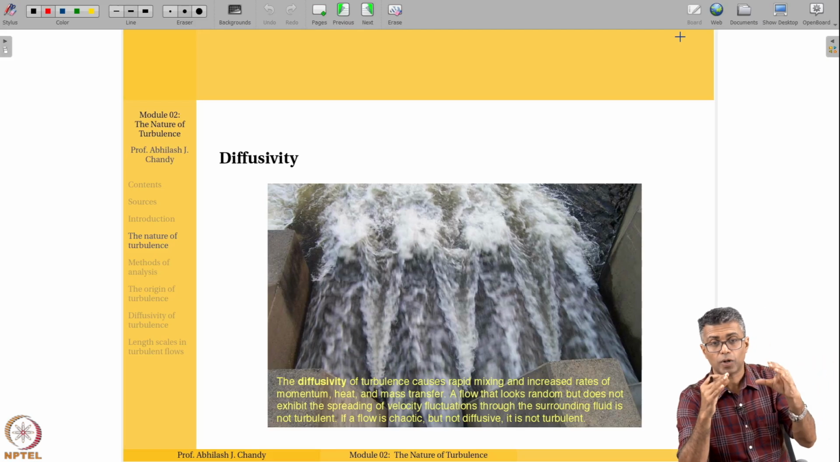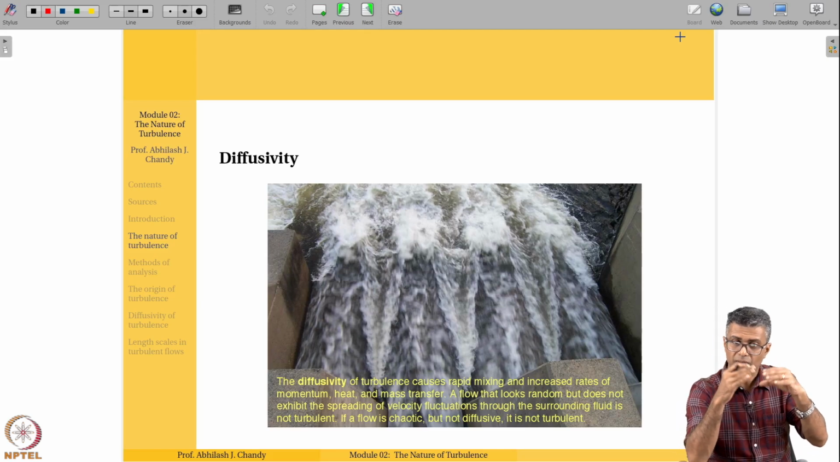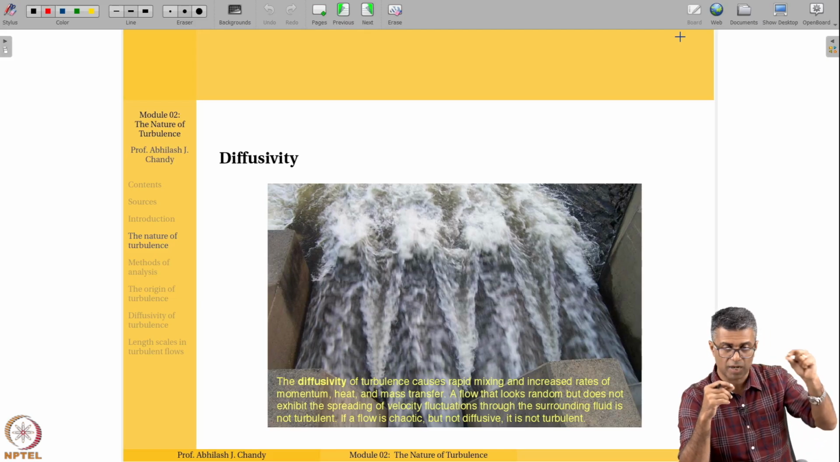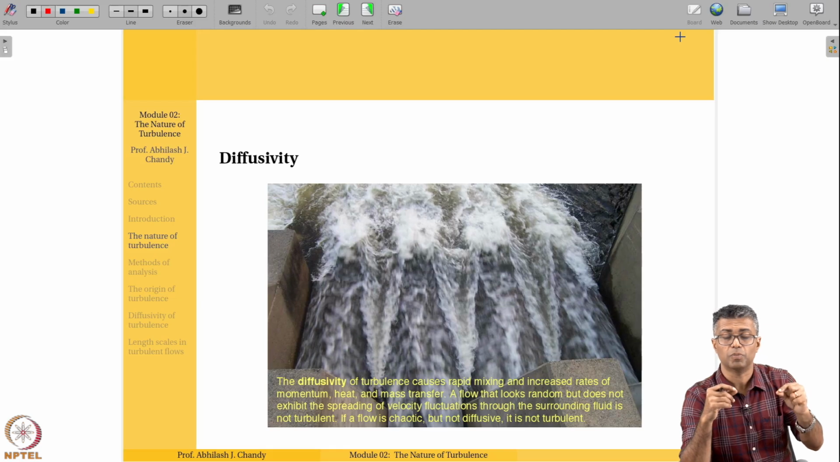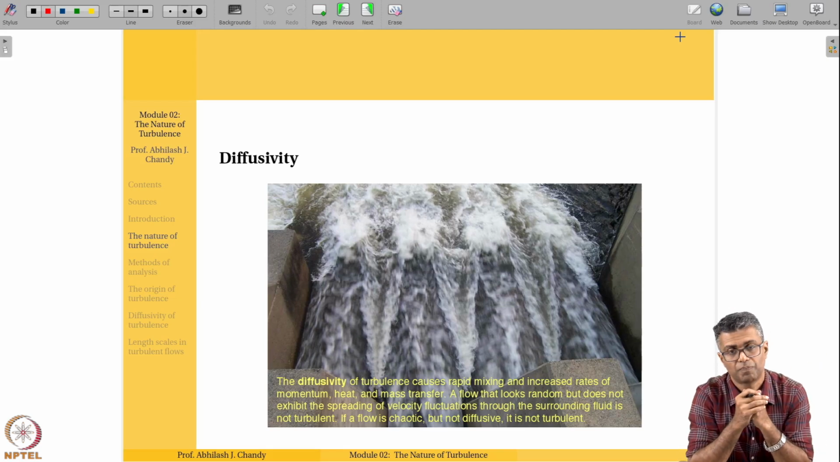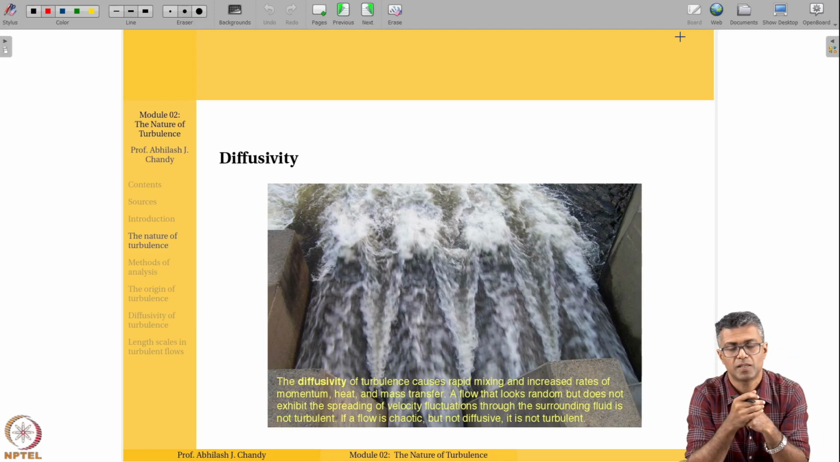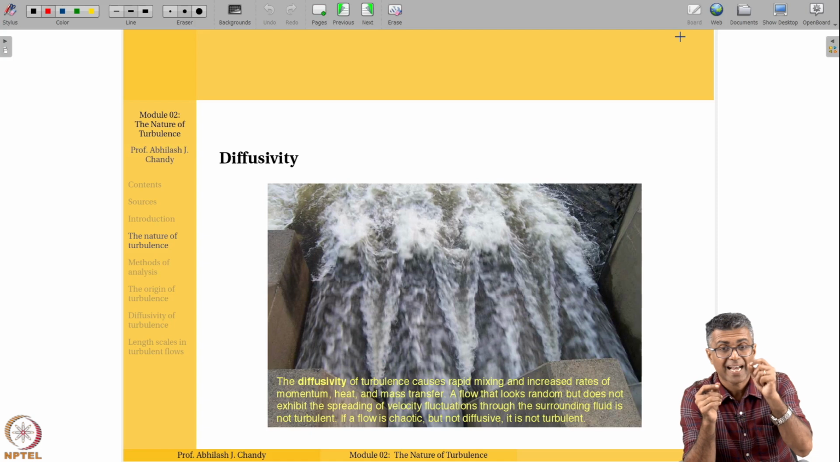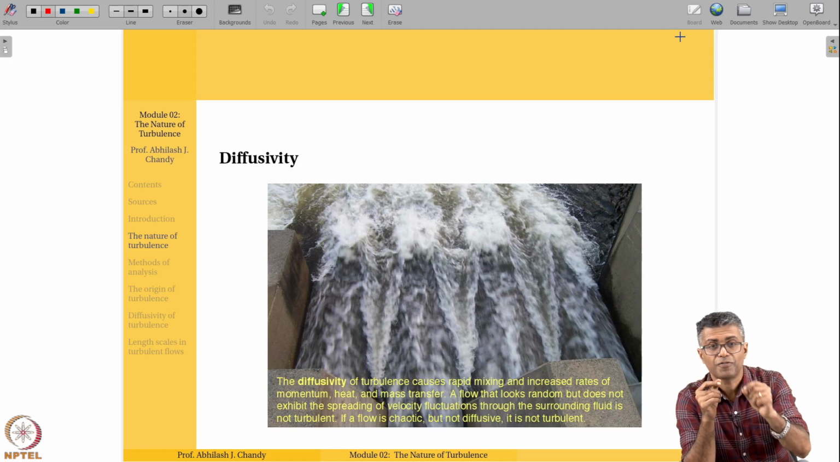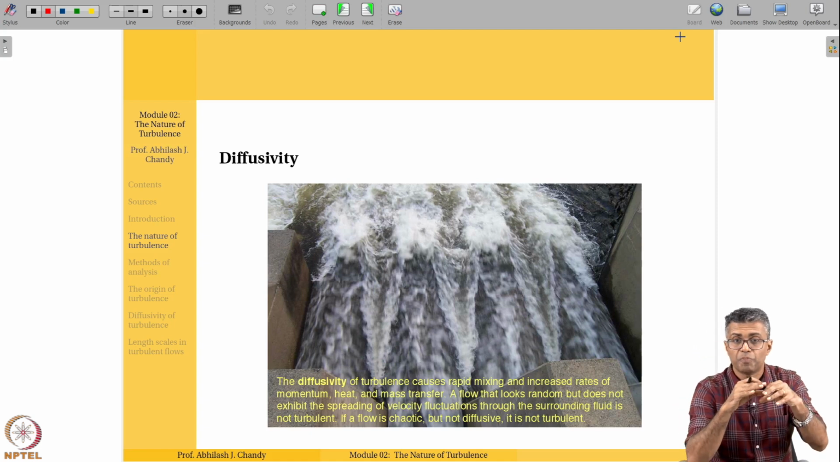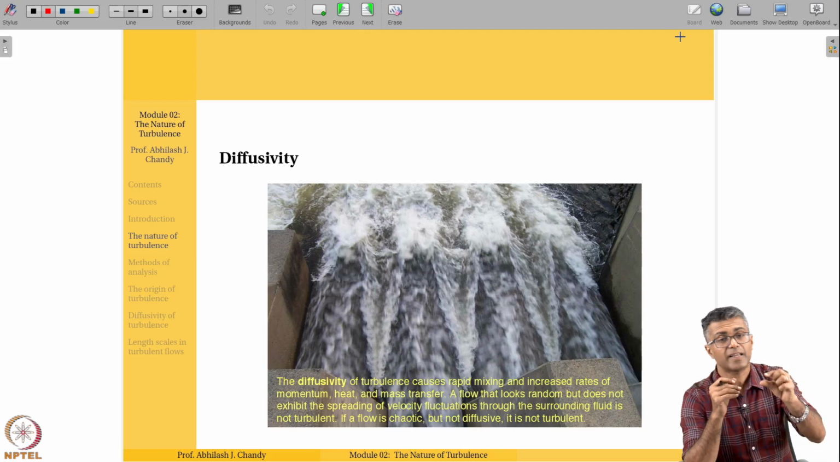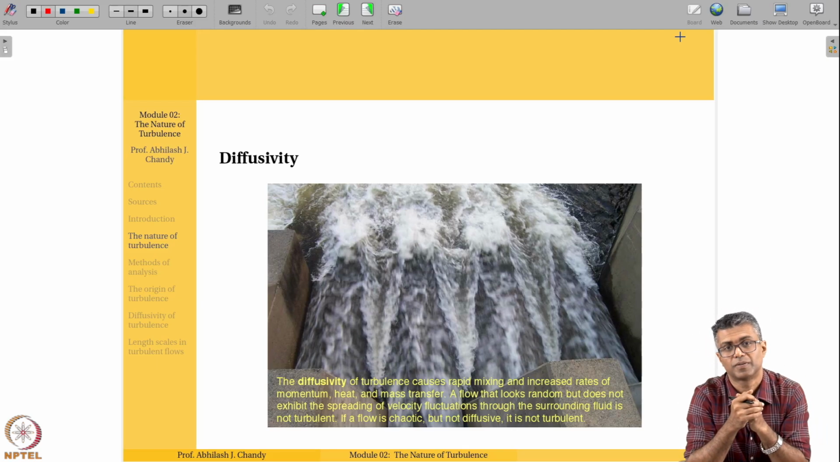So again, if you look at them, you will see that there is some irregularity in the way the trails are. However, they are not turbulent. If they were turbulent, they would not have extended for miles like you see in the sky. So that is diffusivity. If there was enhanced diffusion, they would have mixed with the atmosphere. The fact that they are extending for miles means they are not turbulent. They are irregular, but they are not turbulent.